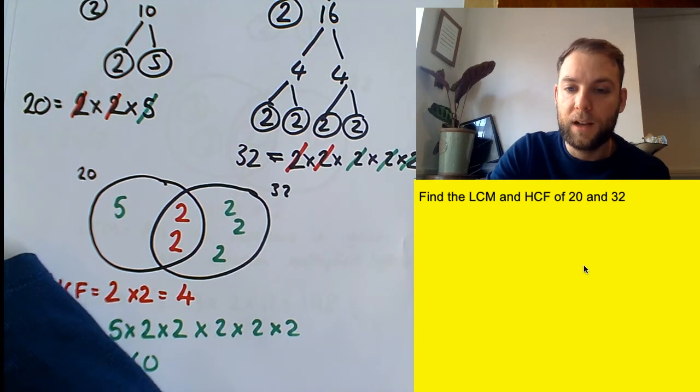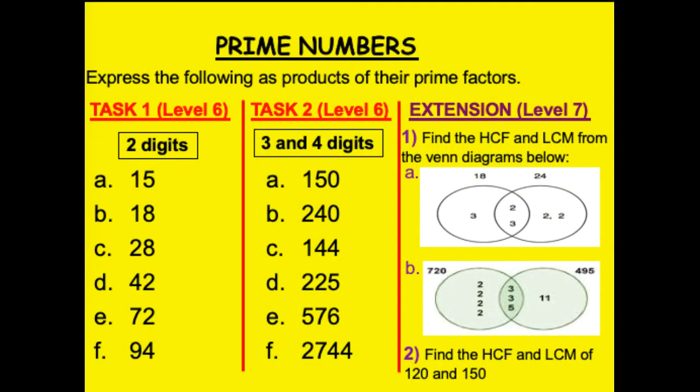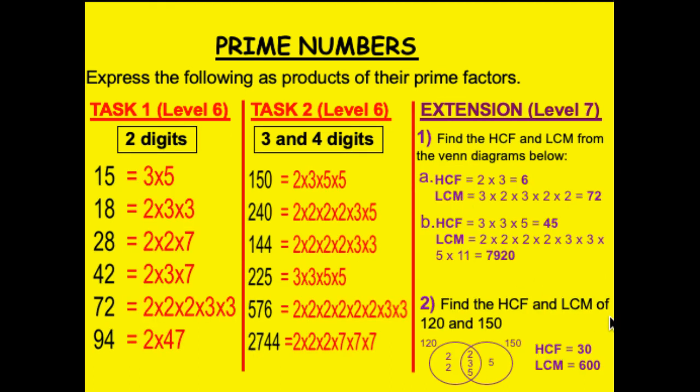So let's have a go at some of these questions now. So I'm going to put these up here. Pause now and have a go at those questions. Okay, and I'm going to put the answers up for these, so mark these in green. The Venn diagram's already written for this one here for you. So you just need to work out what the highest common factor is, which is going to be those ones in the middle there. So here's the answers for those. Mark those in green.